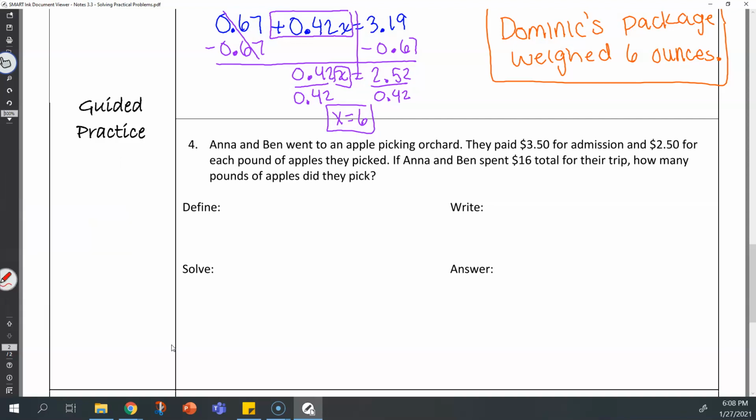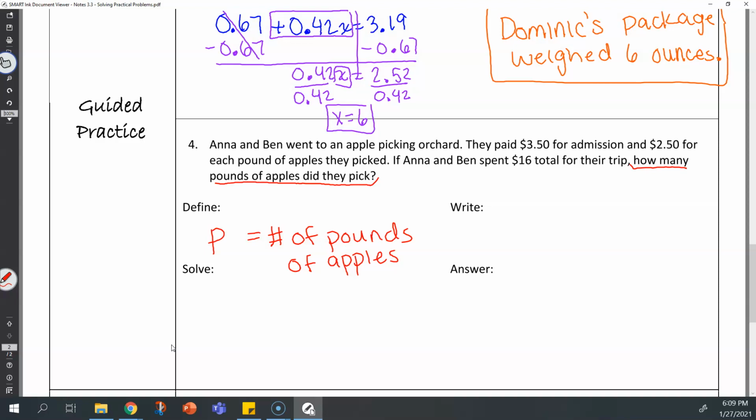To define my variable, I'm going to look at the question. How many pounds of apples did they pick? And I'm going to make sure that my variable answers that question. So if I'm looking for how many pounds, then my variable is going to equal the number of pounds of apples. You can use any variable. I'm going to go ahead and use P to represent the number of pounds.